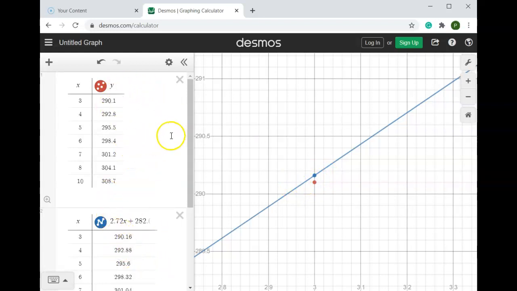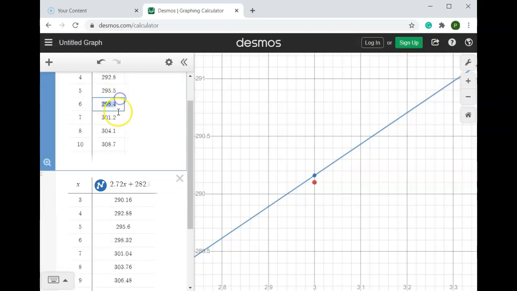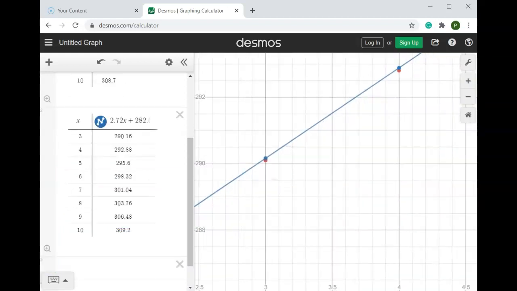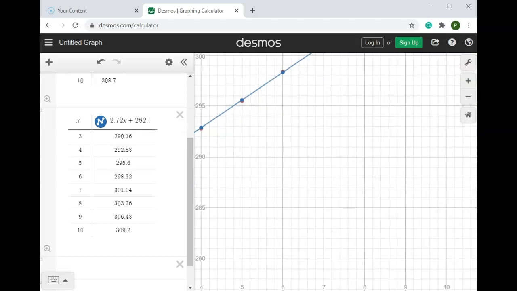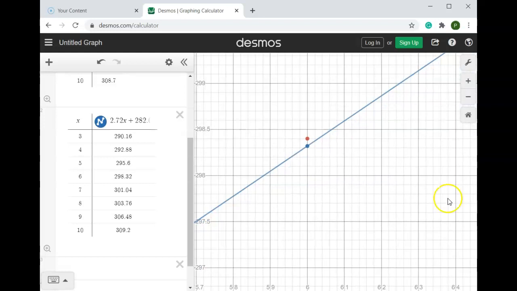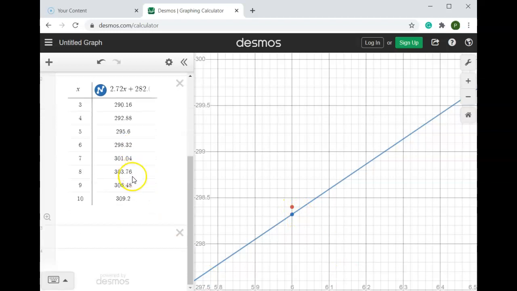If you look, for example, at the year 2006, from the table we had 298.4 million, and from the model we have a little bit less. It's 0.32. So if we were to move to that year 2006, which will be here, you could see how the model, which is the line, is below the point that was given to us. So that's another way to check.